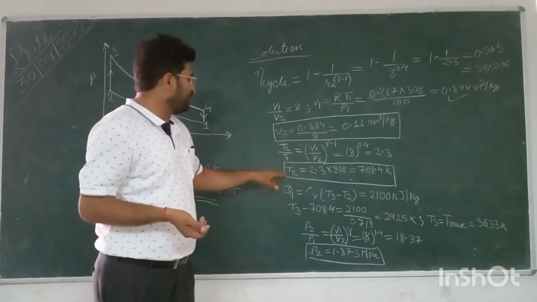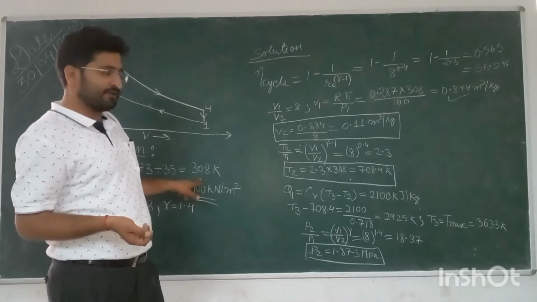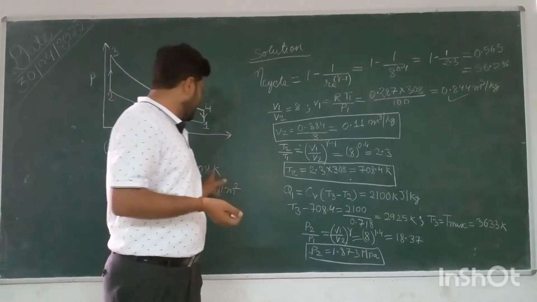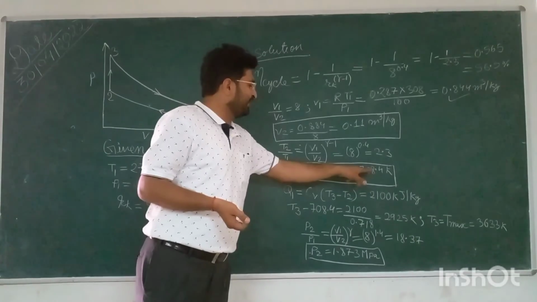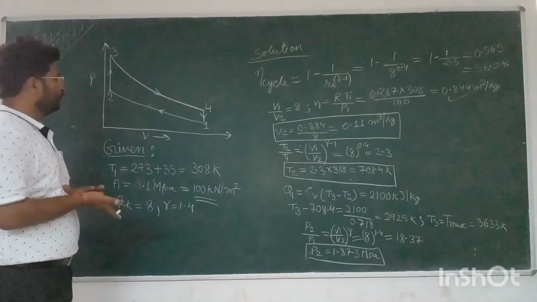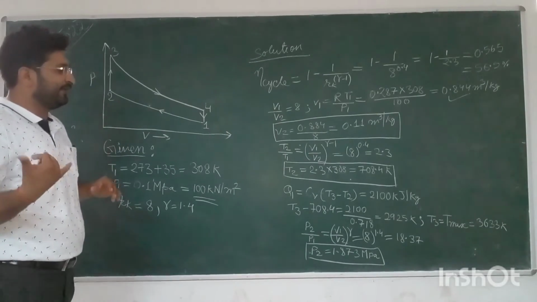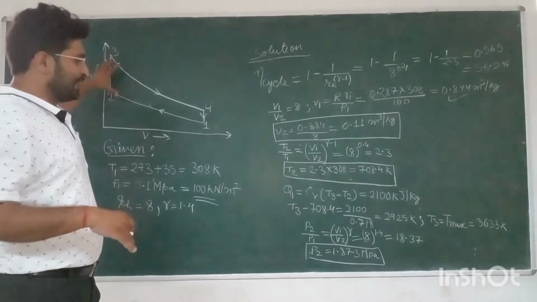Now we multiply 2.3 with 308 Kelvin, and T2 comes to 708.4 Kelvin. After calculating the T2, we have been given the amount of heat added during the combustion process.